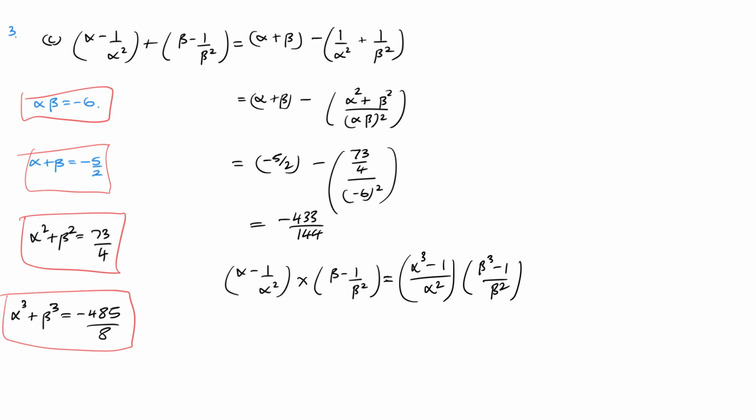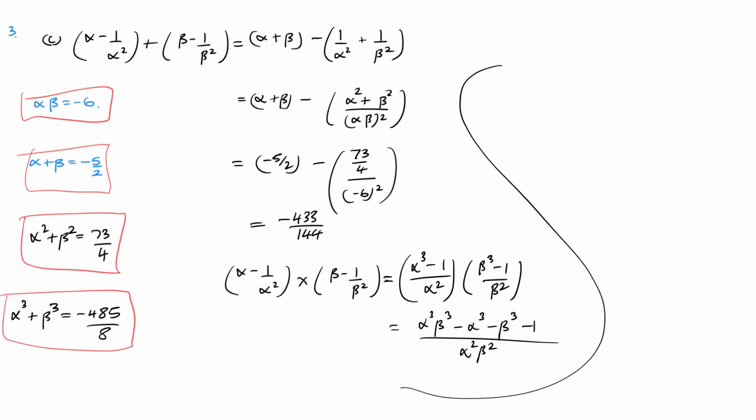Okay. So top one, you want to think like double brackets: alpha cubed times beta cubed. Then we're going to get minus alpha cubed minus beta cubed. And then we're going to get plus 1. And then on the bottom, alpha squared beta squared.